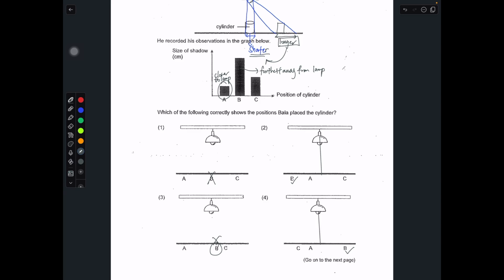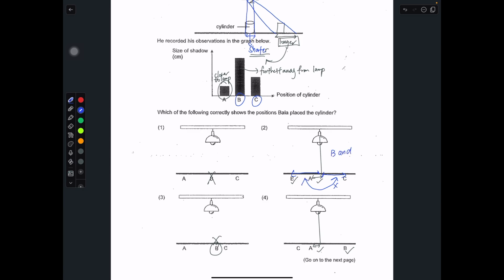Draw a line in the middle. A is the shortest. Okay, A is the shortest. Yes, correct. C, in this case for number 2, seems to be more or less the same as B, which is not the case because over here the size of the shadow for B and C is different. So B cannot be at the same distance as C. It cannot be.